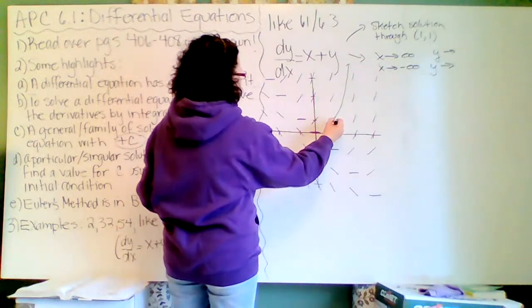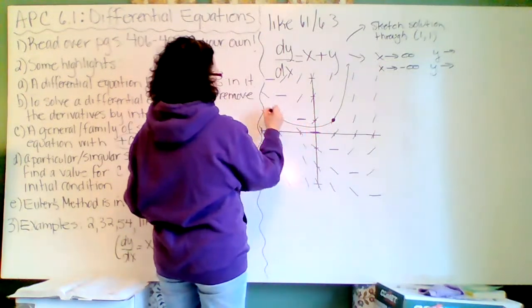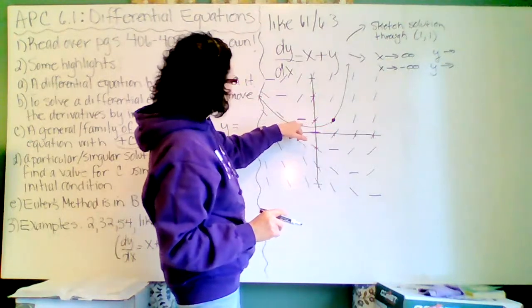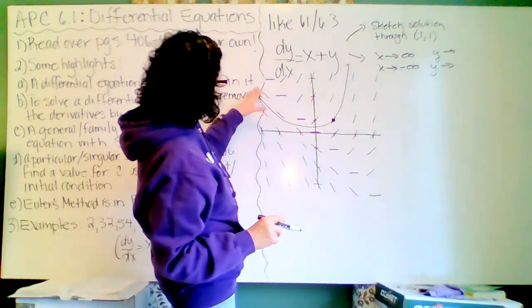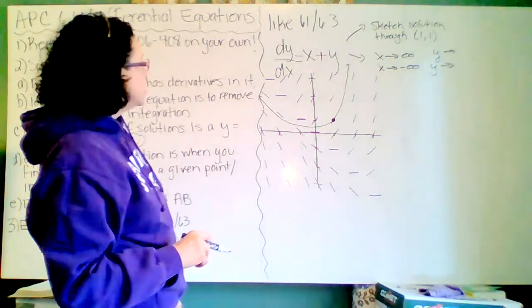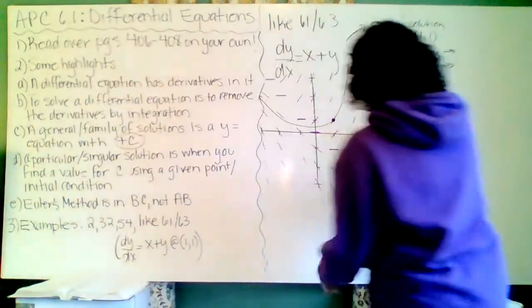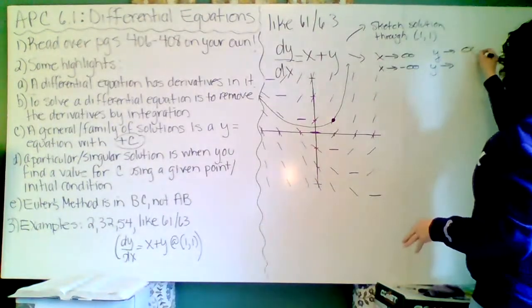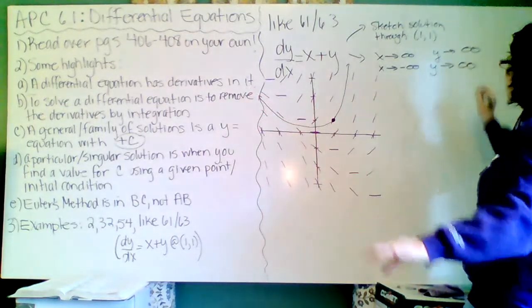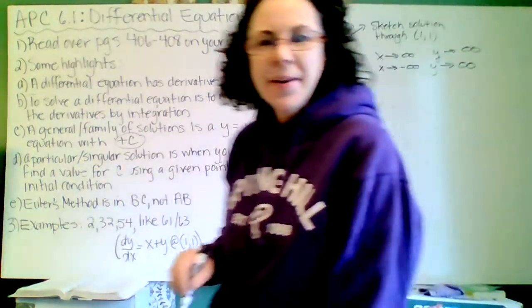And my slope field this way seems to be guiding me right here, and then horizontal kind of here, and then guiding me up on the left side also. So it would appear that as x approaches infinity, so do our y values, and as x approaches negative infinity, so do our y values.